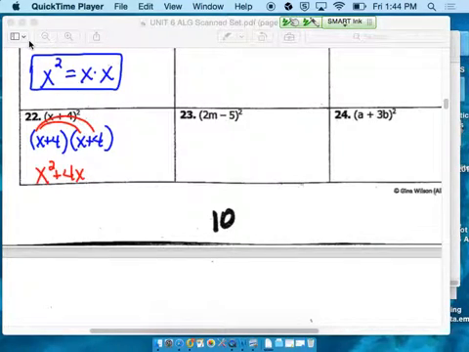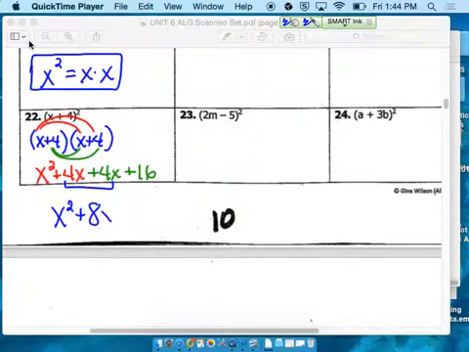And then you come back to the center, 4 times x. And then combining like terms. So here are my like terms. So I would have x squared, 8x, and 16. Let's do the same thing with number 23.